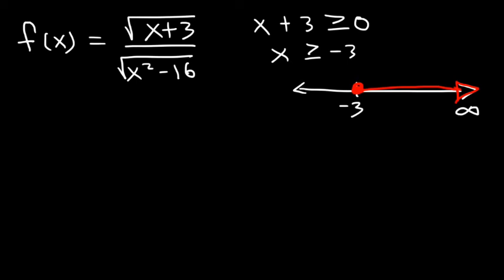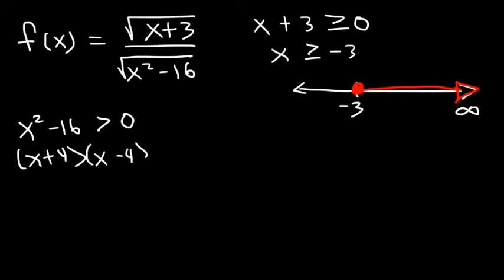Now let us talk about the second one. Here I get x square minus 16 greater than 0. Since it is in the denominator, it cannot be equal to 0. So x square minus 16 is greater than 0, then x plus 4 into x minus 4, watch carefully, is greater than 0. Hence, first you solve it, that is x equals plus 4 and minus 4.